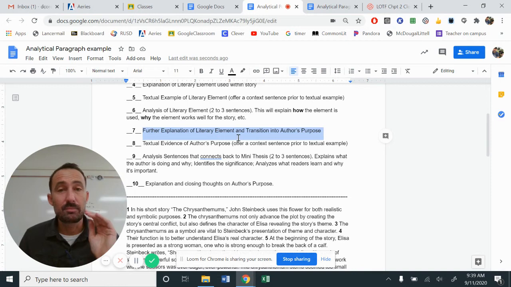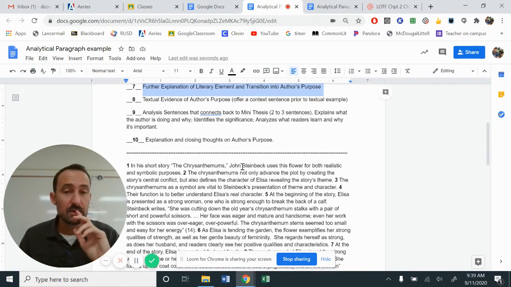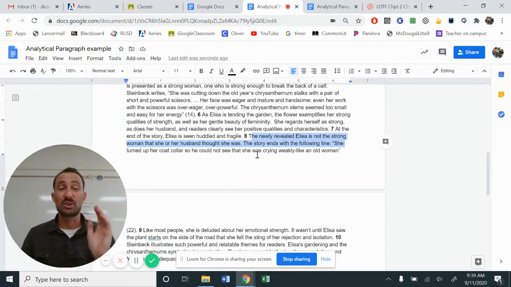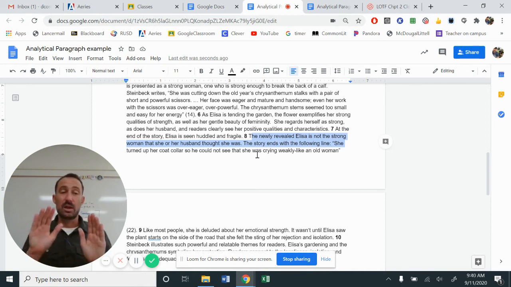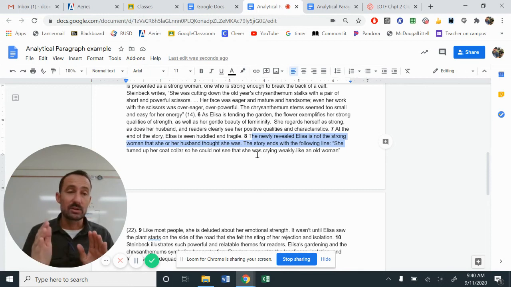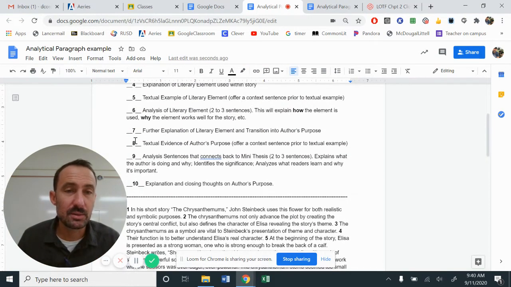So notice that I've already stated that John Steinbeck is trying to convey the true character. Yes, she is beautiful and strong, but she's also very frail at the same time. So coming down here, the newly revealed Eliza is not the strong woman that she or her husband thought she was. The story ends with the following line. So now I'm helping transition. So yes, she's strong, but there's also a weak side as well. And let's show that, because that creates a round character, just like the flowers. Very beautiful, very strong, but they also have their downsides as well. So sentence number 8 is my piece of textual evidence. I offered like, hey, she's strong, but she also has a moment of vulnerability.